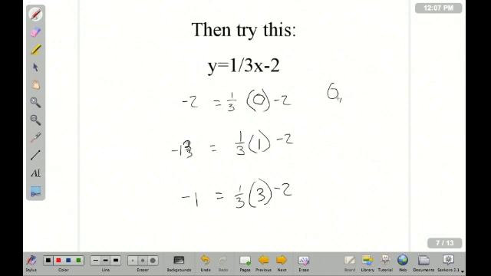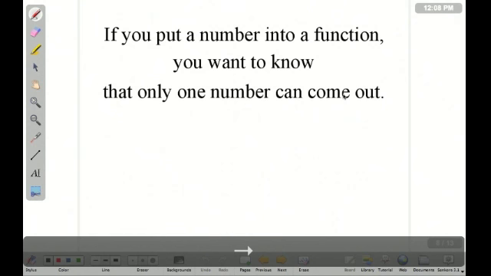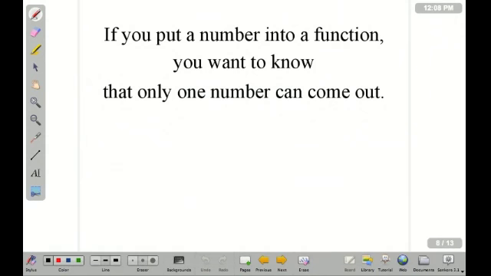So when we plug in a 0, we get out a negative 2. When we plug in a 1, we get out a negative 1 2/3. And when we plug in a 3, we get out a negative 1. At this point, this equation is functional because for every input, I've got one unique output. And every time I plug in a 0, I would get out a negative 2. That's still functional because I plugged the same number in twice, I should get the same number out. That's the important statement about functions.